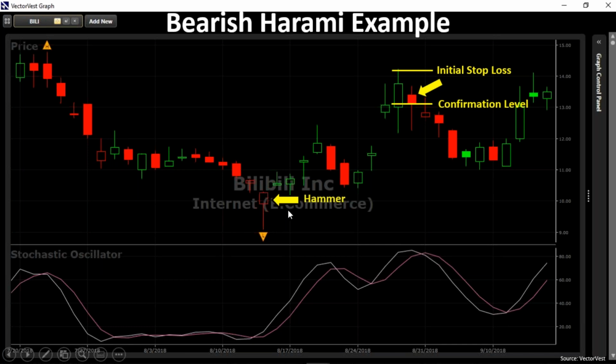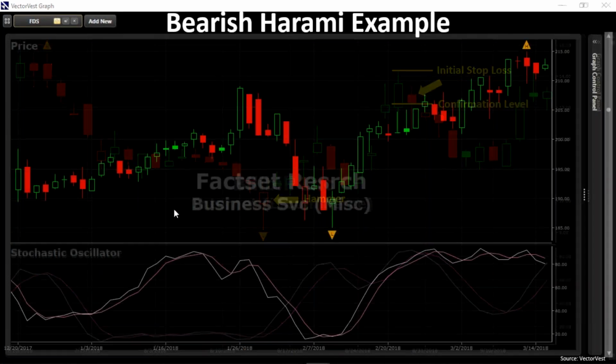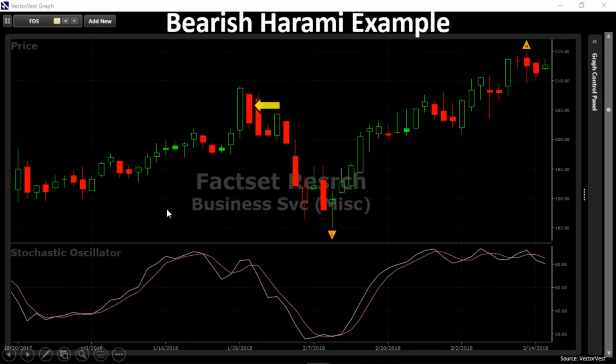This is called a hammer. Okay, that's a bullish pattern. Why do I point that out? Because a hammer is also a reversal signal. And where was the reversal? Right at the hammer. Okay, here we got a couple of patterns.